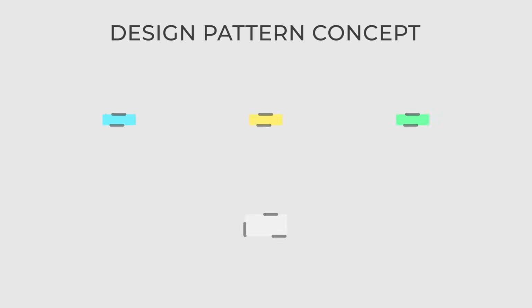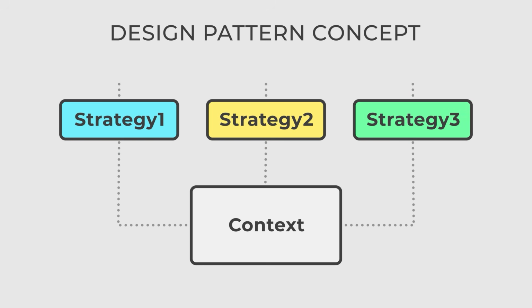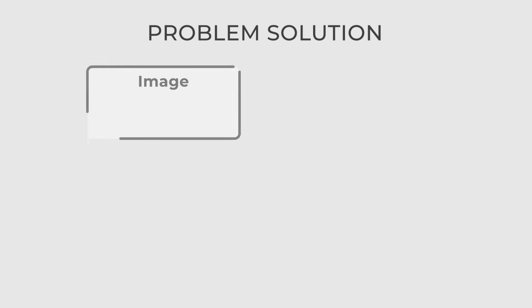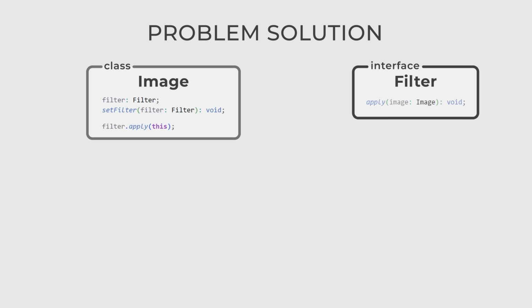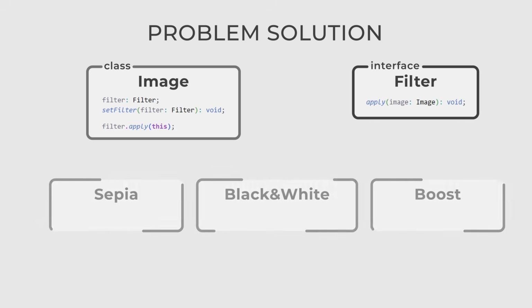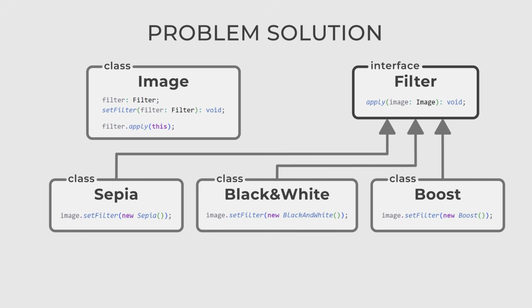The strategy is a behavioral design pattern that defines a family of interchangeable algorithms and allows them to be selected and used dynamically at runtime. This also enables algorithms to be encapsulated in separate classes. Imagine that we already have an image class. Let's add a new setFilter method, which accepts the filter interface. The filter has an apply method that takes an image. With that being done, we can create specific filters and set each to our image.